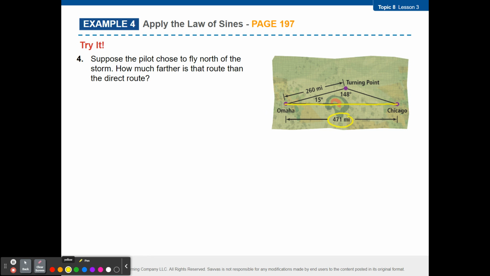They want you to find this little Omaha right here. Okay. So find this, and they want to know like what the difference is. Okay. So I'll leave that to you guys, and we'll go over it in a minute.